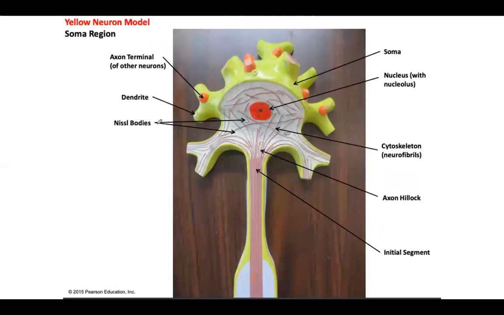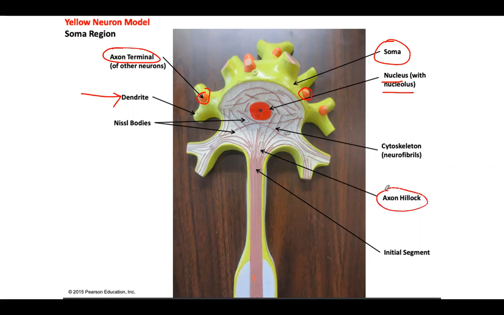Close-up view, the orange structures that we see here are the axon terminals. Remember what's stored in those axon terminals, those synaptic end bulbs, you got neurotransmitters. But the yellow structures are the actual dendrites. Here's the soma or the cell body. Again, the nucleus with the nucleolus right in the center. Here's the axon hillock and the initial segment.